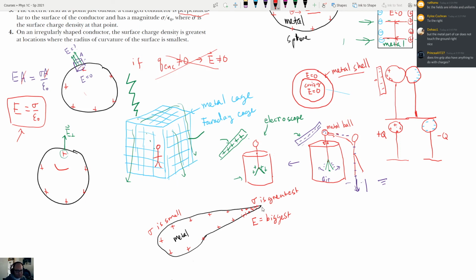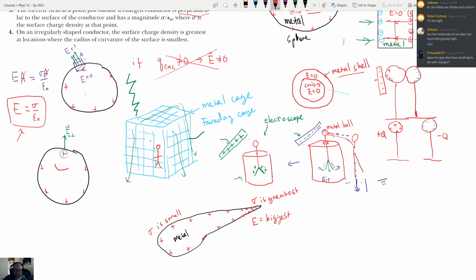That's the place where the surface charge density is going to be greatest, where the electric field is the biggest, and the place where the electric field is the biggest is where you can more easily generate a shock, like a static shock. Because the static shock is only going to occur when the electric field becomes big enough to cut through the breaking strength of the air and create that spark.